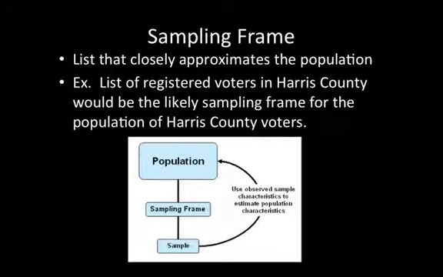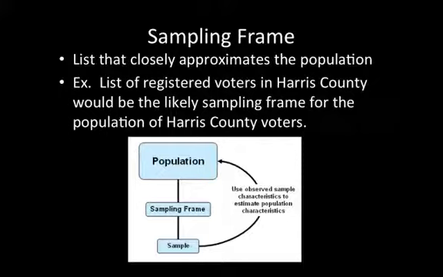A lot of times we don't have an individual listing of all the members of the population itself, so we have to use the sampling frame, and that's going to be the closest approximation of the whole population. For example, the list of registered voters in Harris County would be the likely sampling frame for the population of Harris County voters. The population of interest is Harris County voters. We don't have a list, especially a list of all voters for some future election. So we approximate that population with the list of registered voters. The sampling frame is what connects our population, which is kind of theoretical in nature, to our sample.